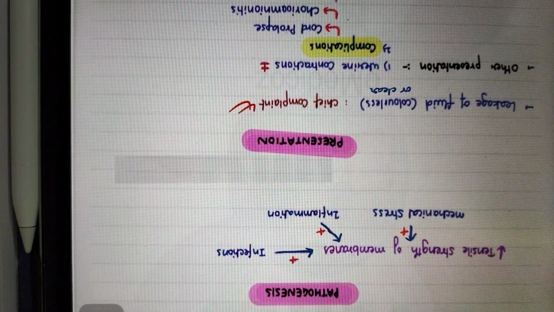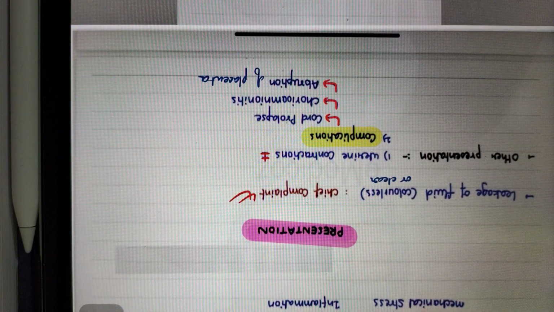Now pathogenesis of PROM. Three entities: infection, inflammation, and mechanical stress. They both decrease tensile strength of membranes, leading to PROM.